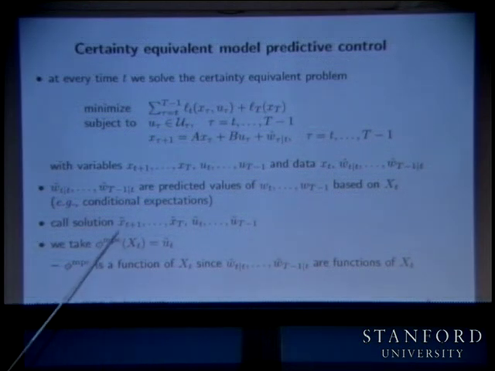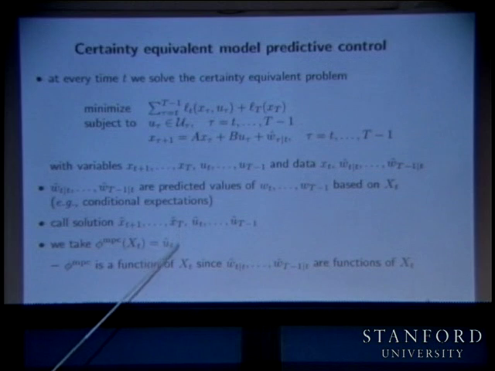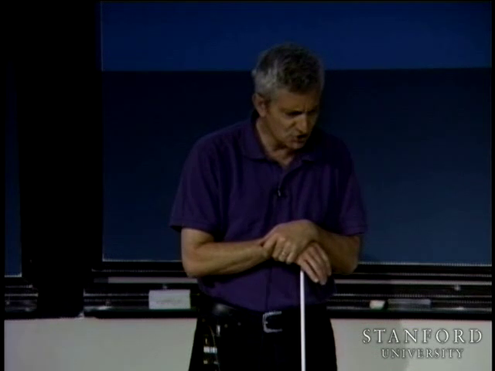Okay, so you work this out, and then you're simply going to do this. And then that's your policy. That is the certainty equivalent model predictive control thing. That's your policy. So it looks dumb. It works actually shockingly well in a lot of cases.